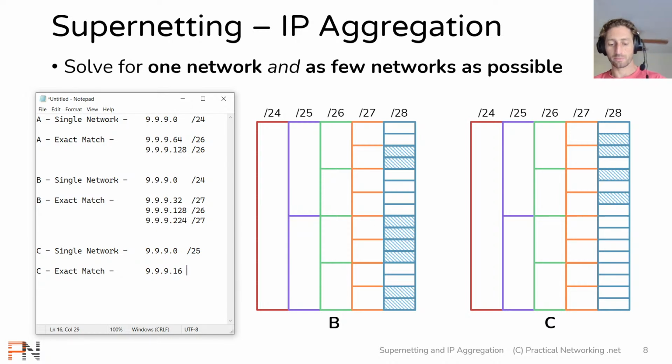A /28 has an increment of 16. So that first guy is 999.16. The next guy would be 32. Let me do some math, so that's 32. This guy would be 48. This guy would be 64. And then finally, the last one would be, so that's 64. That guy would be 96, and this guy would be 112.